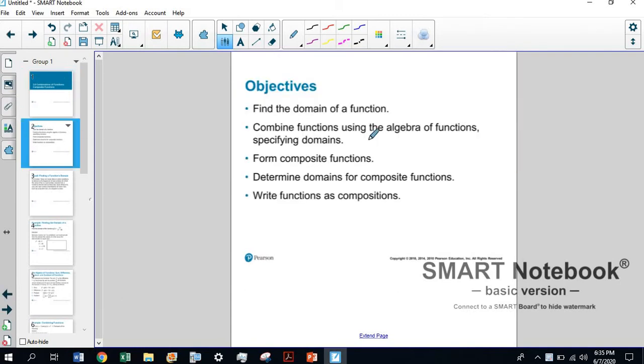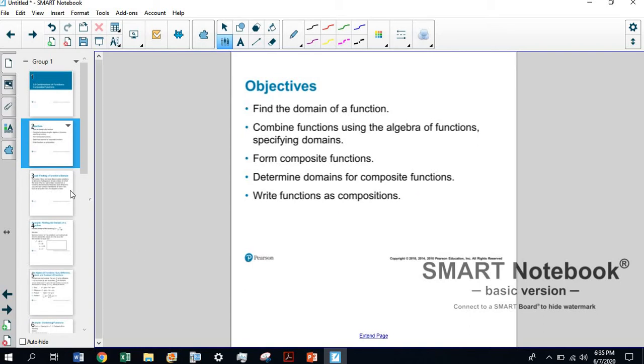Okay, so today we're going to go through the domain of a function, a little refresher there for us, at least in this course, and how you can find the domain for our class. Combining functions, doing the algebra of functions, finding composite functions, and dealing with the domains for those new functions as well.